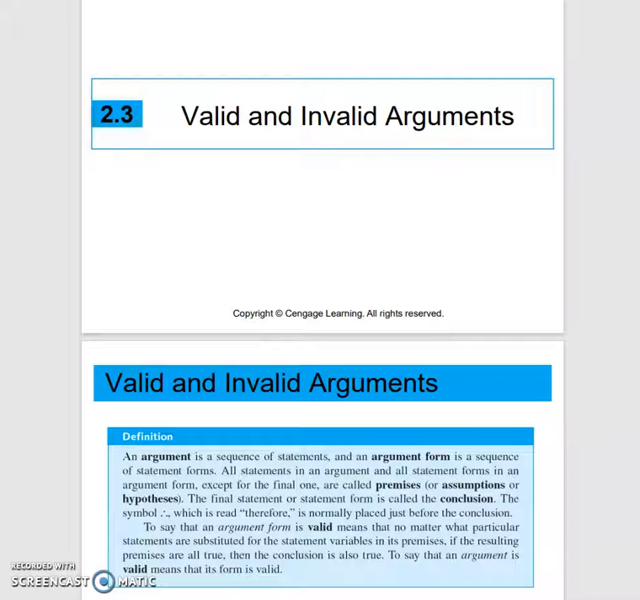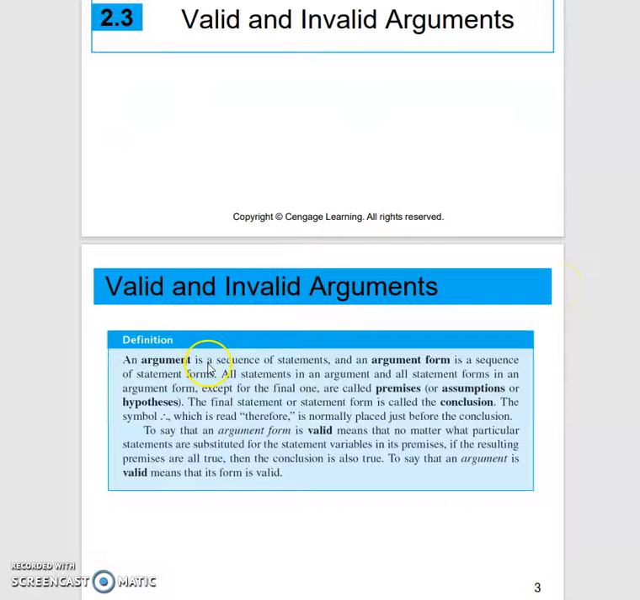Section 2.3, valid and invalid arguments. So an argument is a sequence of statements, and we will have one or more premises, which are also called assumptions or hypotheses, and we might have a few statements in between to help us get to the end, but the very last statement is the conclusion. And at the beginning of that, we'll have this little dot triangle shape, which we read as therefore.